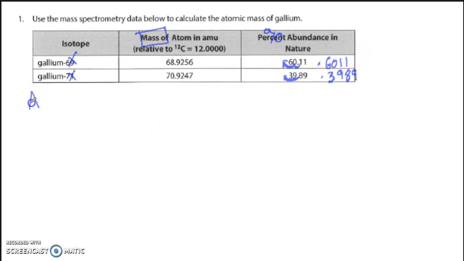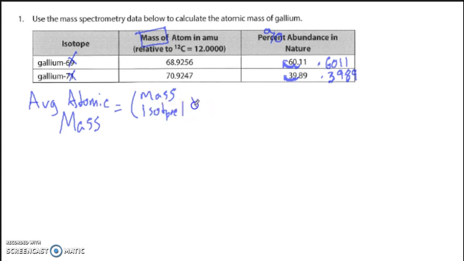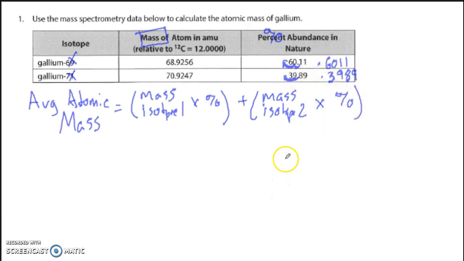Okay, so the formula for average atomic mass, it's not super clear in the reading, so let's just write it out very clearly. Average atomic mass is mass of isotope 1 times percent of that isotope plus mass of isotope 2 times percent of isotope 2. So that's kind of where everything's going to come from.